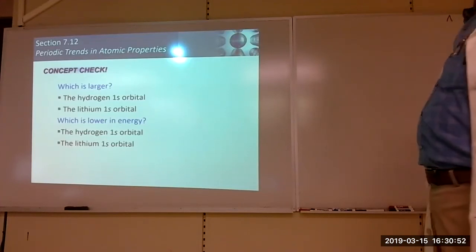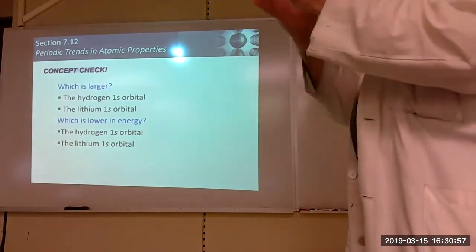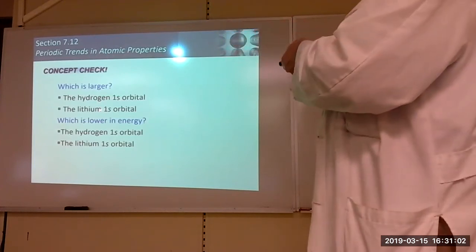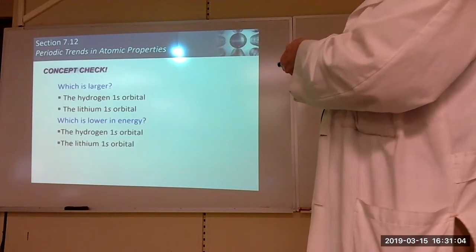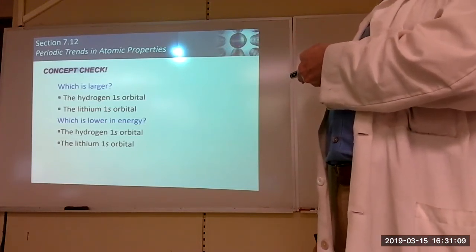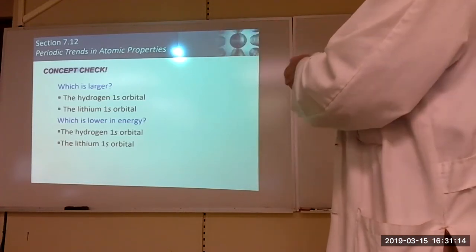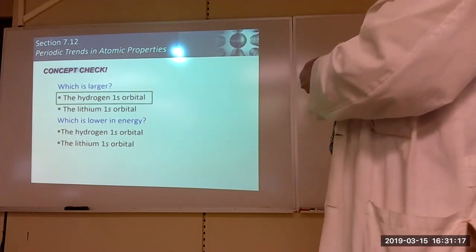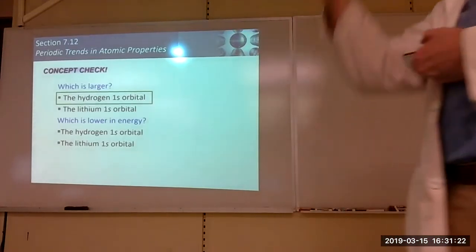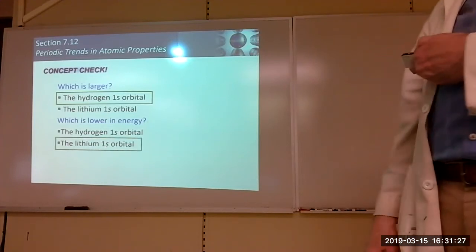How about this? Just stay with the 1s orbital. The innermost orbital for hydrogen is a certain size. Should lithium be larger or smaller? Should be smaller, because lithium's got more protons. So it's drawing that orbital in. There we go. Hydrogen should be larger, which is lower in energy. Well, the one that's closer to the nucleus is lower in energy, so that means lithium. Right?